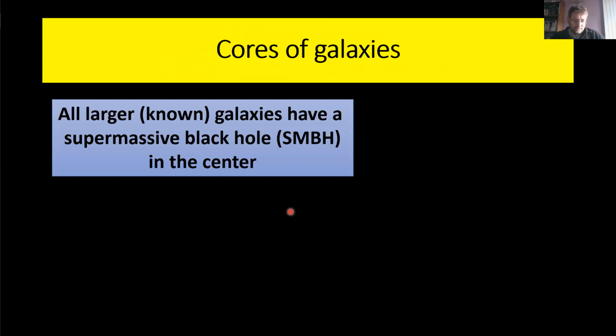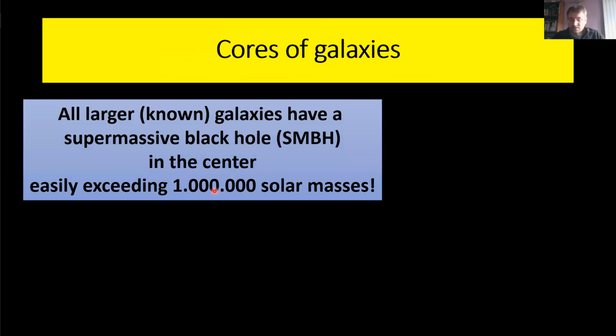So all larger known galaxies have such a supermassive black hole in the center. It can easily exceed 1 million solar masses, and you have seen this supermassive one with 400 solar masses. In fact, they are sometimes really challenging, these ones at a very early time of the universe, because there is also a maximum amount that the black hole can feast at a given time.